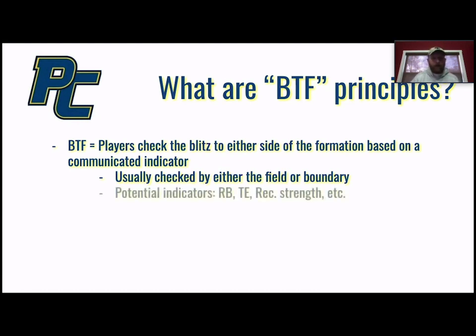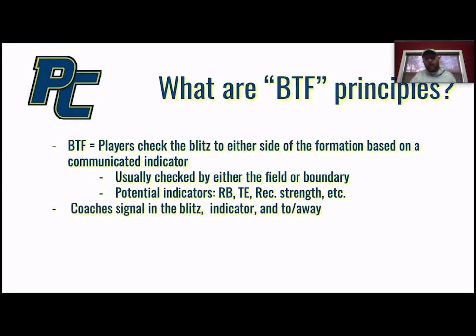So potential indicators that we might be looking at is maybe we want to blitz the back, maybe we want to blitz the tight end or the receiver strength, or away from those indicators. Those are all ways that we can use that verbiage to get us in what we feel is the right blitz we want to attack. How that gets signaled in is the coaching staff will be responsible for sending the blitz, where it's going to, and then from there your kids will make the appropriate field or boundary call along with that.